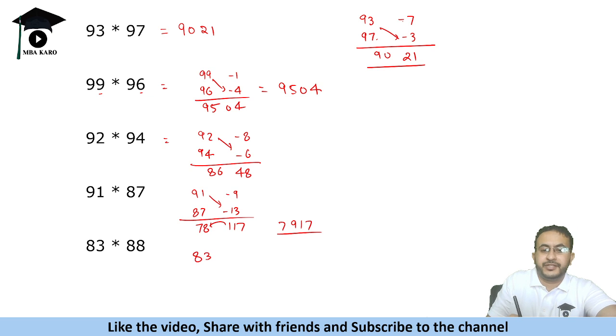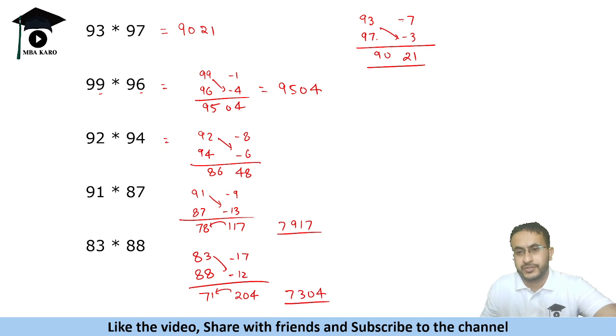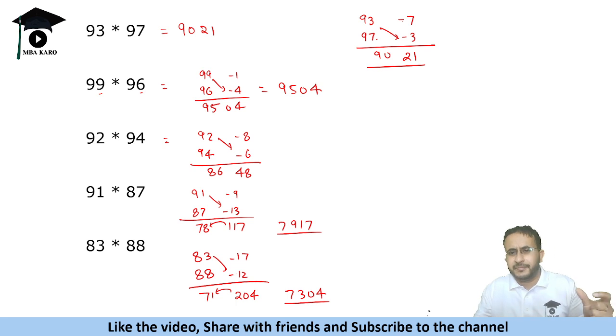Similarly, 83 into 88. 83 is minus 17 and 88 is minus 12. 12 into 17 you will get 204, and when we do the cross subtraction it is 71. Add this 2 here to get 7304. So these questions can be done instantly. Okay, so if they are closer to 100, that is very, very easy. If they are slightly apart, then also we can do the calculations.